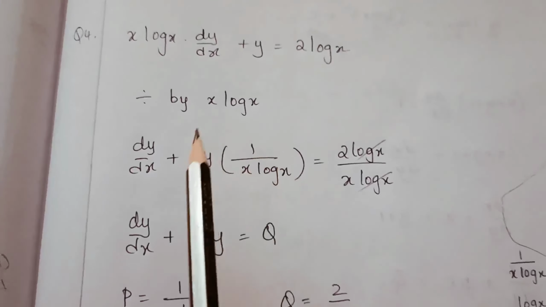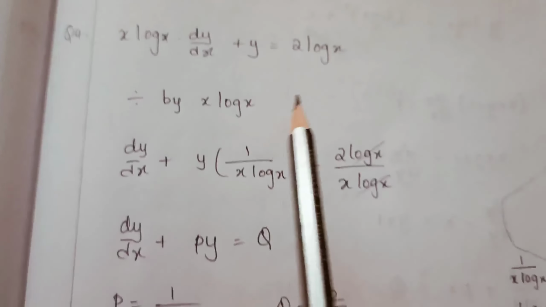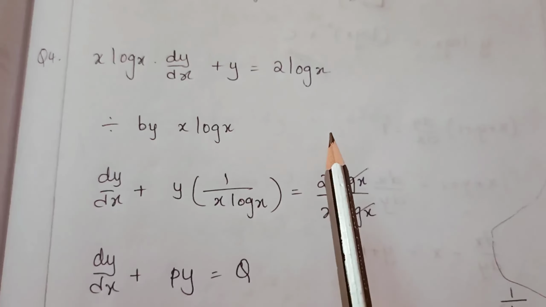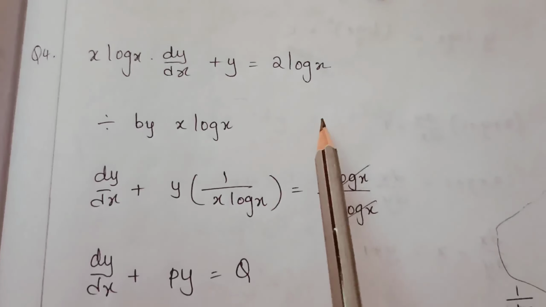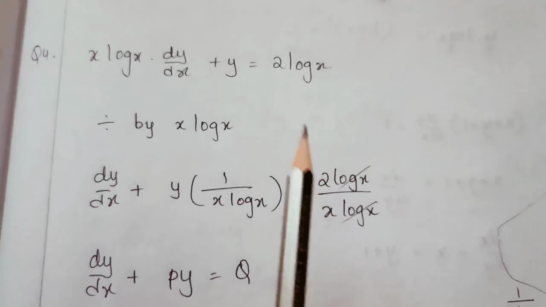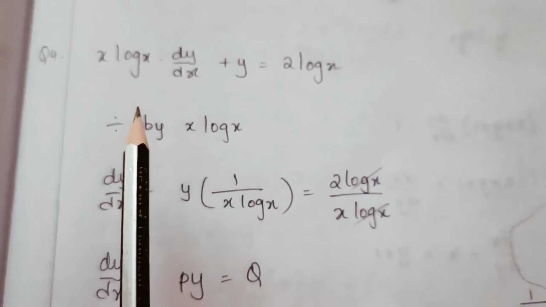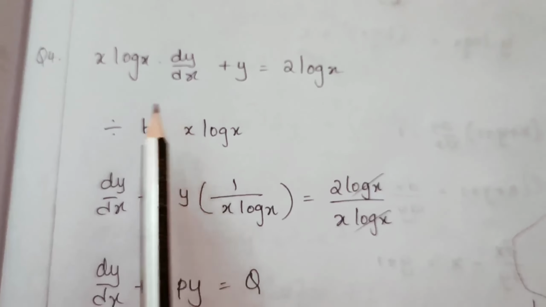Question number 4. x log x dy by dx plus y is equal to 2 log x. Here only one y term is there, others are x terms, so this is a linear equation, linear in y. First we want only dy by dx, so remove this.